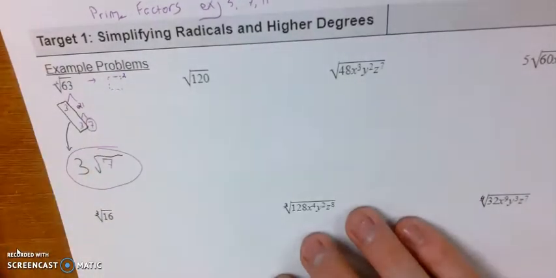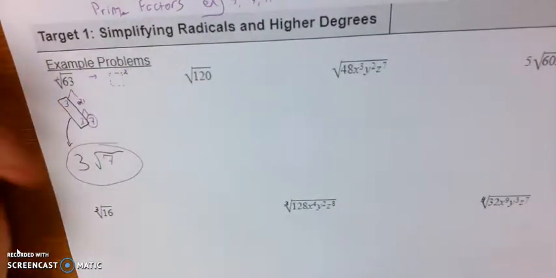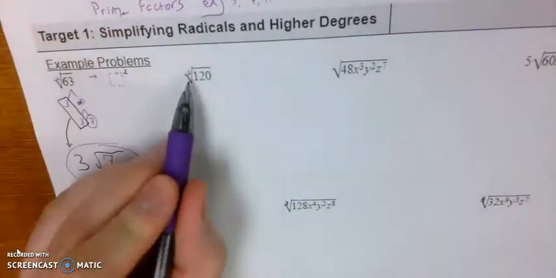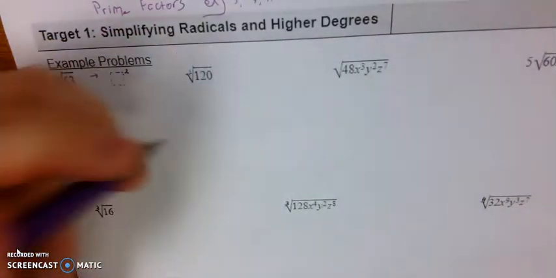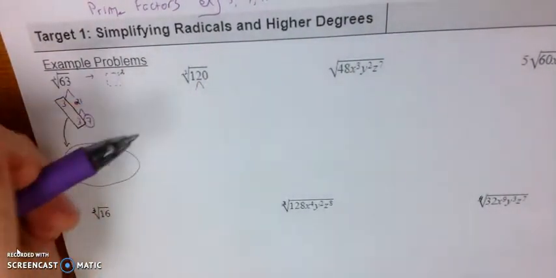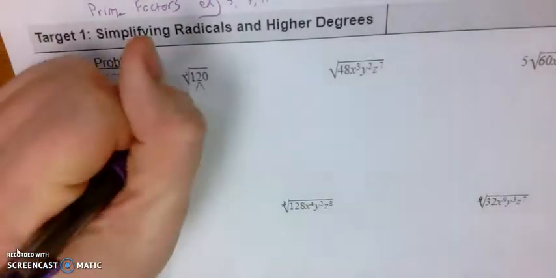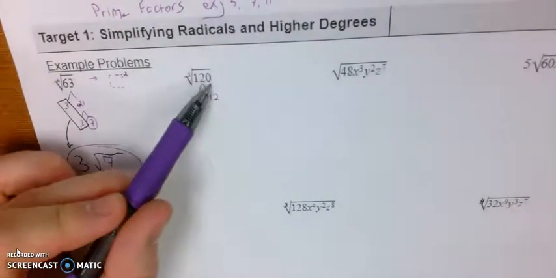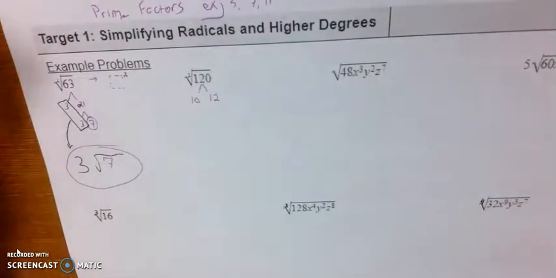120. Again, I'm going to break this apart into prime numbers, and then I'll look for pairs because my index here is a 2. Even though it's not written, we assume it's a 2 if it's blank. Any 2 numbers that multiply to be 120. I've got a bunch of choices, 2 and 60, 3 and 40. I'm going to keep it easy. I'm going to go 10 and 12. Anytime something ends in a 0, I like to divide it out by 10.